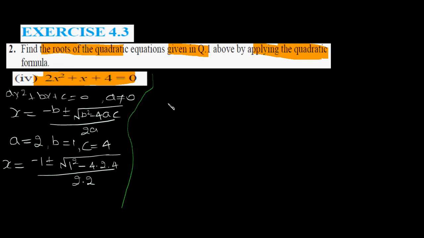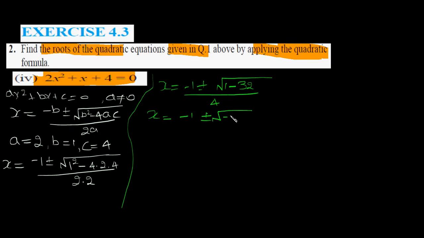If I solve it further, the value of x is minus 1 plus minus square root of 1 minus 4 into 2 is 8, and 8 into 4 is 32, so minus 32, upon 2 into 2 is 4. So x is equal to minus 1 plus minus square root of minus 31 upon 4. Now here, as you can see, we cannot take the square root of a negative number, so the root of this equation cannot be found.